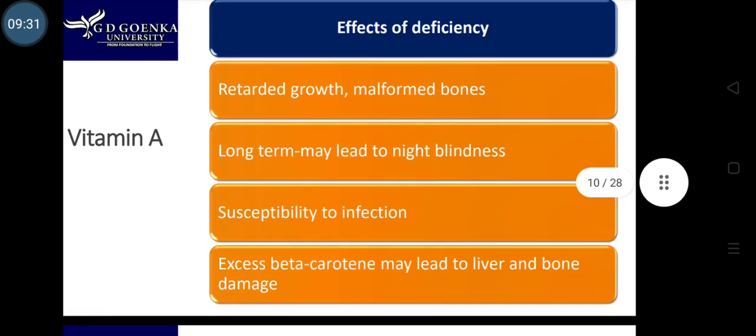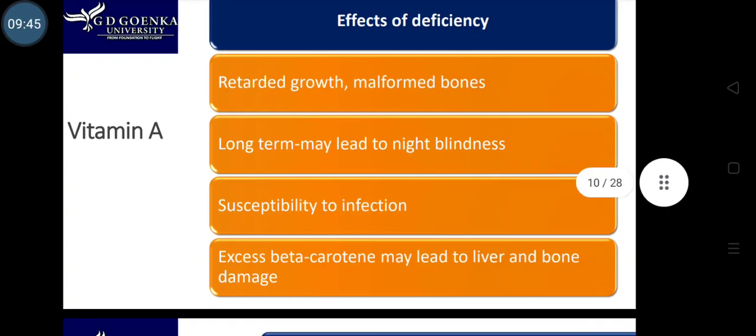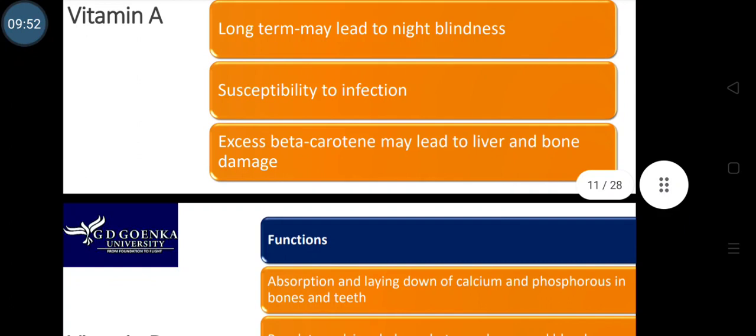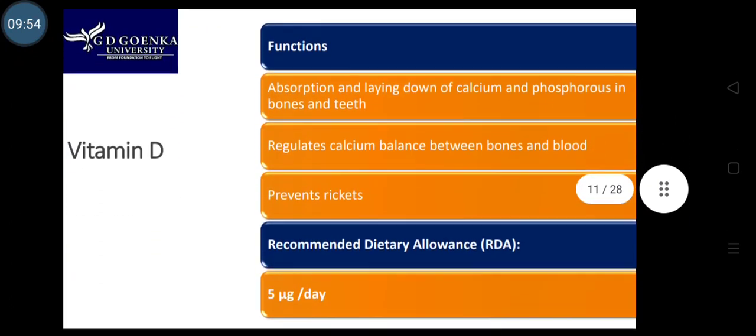So the effects of deficiency, you can see here: retarded growth, malformation, and long term it may lead to night blindness and susceptibility to infection as well. Excess beta carotene may lead to liver and bone damage also. So do not take excess beta carotene because it can affect the liver, and it can also damage the bone sometimes.